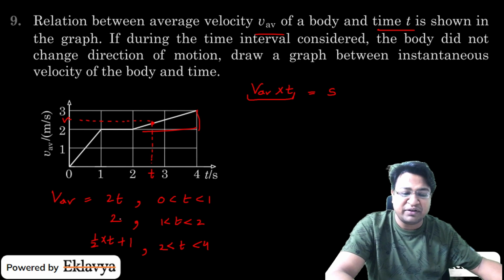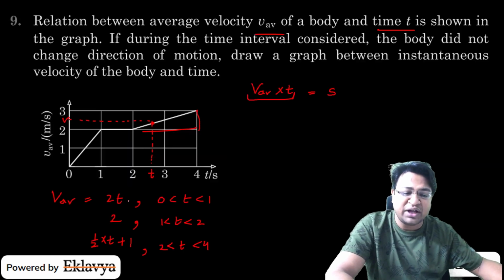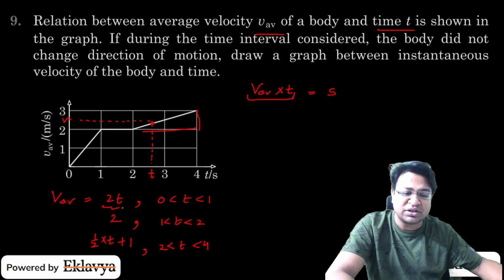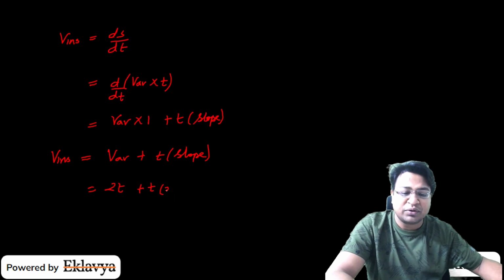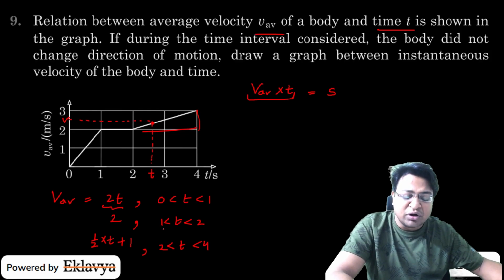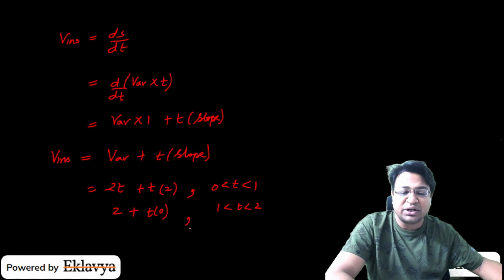From the given graph, we have written this down. Now substitute it here. So V average is 2t, and t times the slope. Now, if this is the function, the slope will be 2. So this is applicable for 0 to 1 seconds. Now for 1 to 2 seconds, V average will be 2 and t times the slope. The slope is 0.